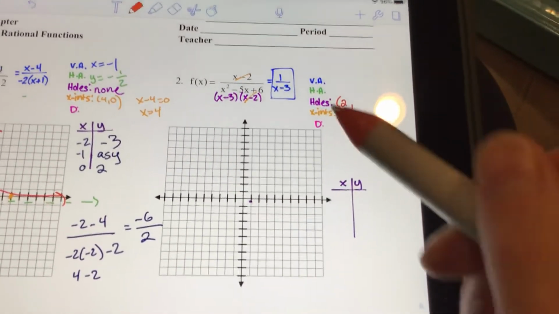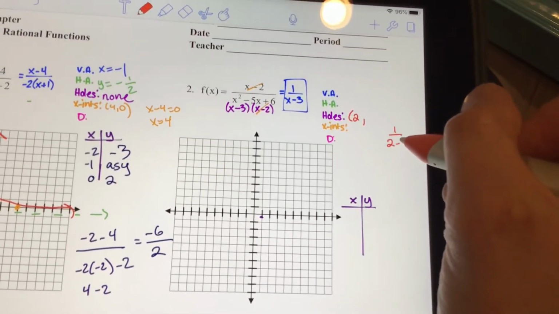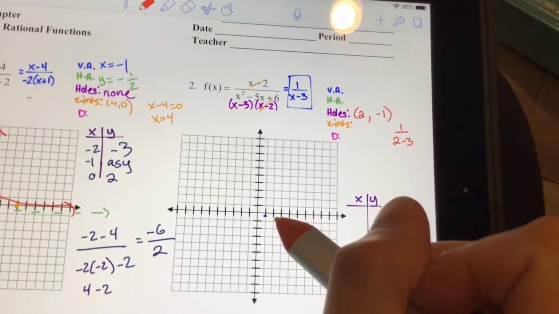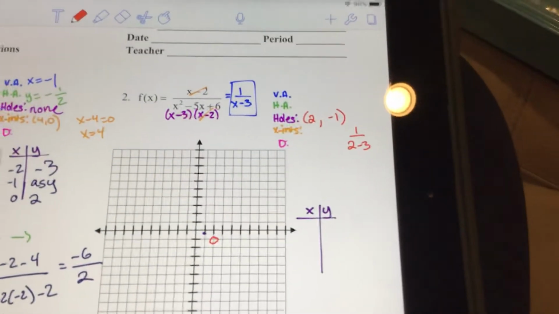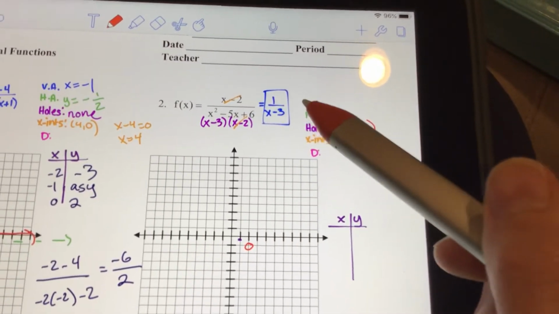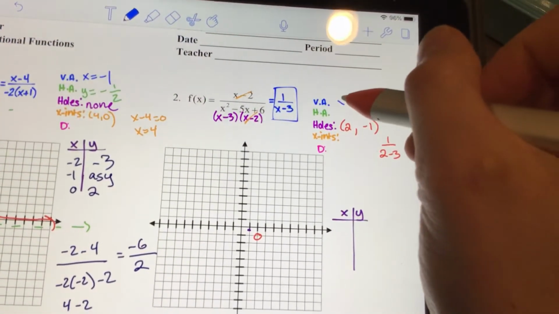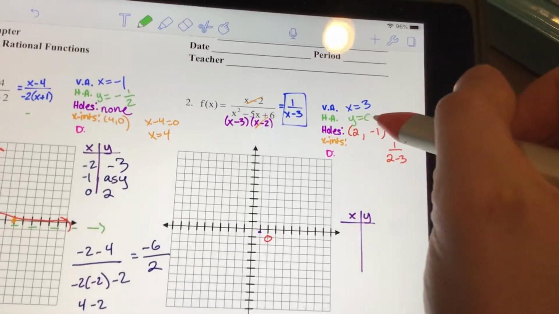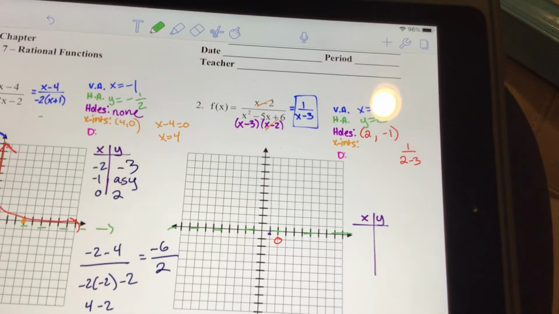How do we get the something? We plug it into this new equation. So 1 over 2 minus 3 gives me -1. So I'm going to put this on my graph right away so I don't forget that I have a hole at 2, -1. Everything else from this problem is done from this new equation, 1 over x minus 3. So vertical asymptote is going to be at x equals 3. Horizontal asymptote, because we have 0 x's on top, is y equals 0. And then we go from there.